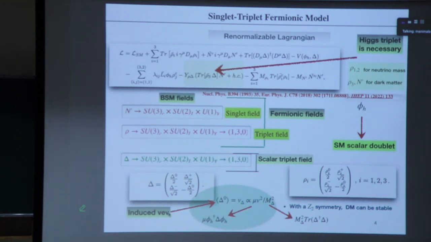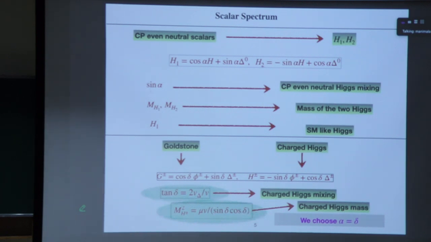This delta acquires an induced vacuum expectation value, which we denote as v delta. This is proportional to the electroweak vev square divided by the bare mass square of this delta field, times this coupling mu, where mu governs the interaction between the delta field and the standard model Higgs field. Altogether, the other two generations, rho 1 and 2, are irrelevant here because they are decoupled from this dark sector. They participate in neutrino mass generation, while rho 3 and N prime are the dark sector particles.